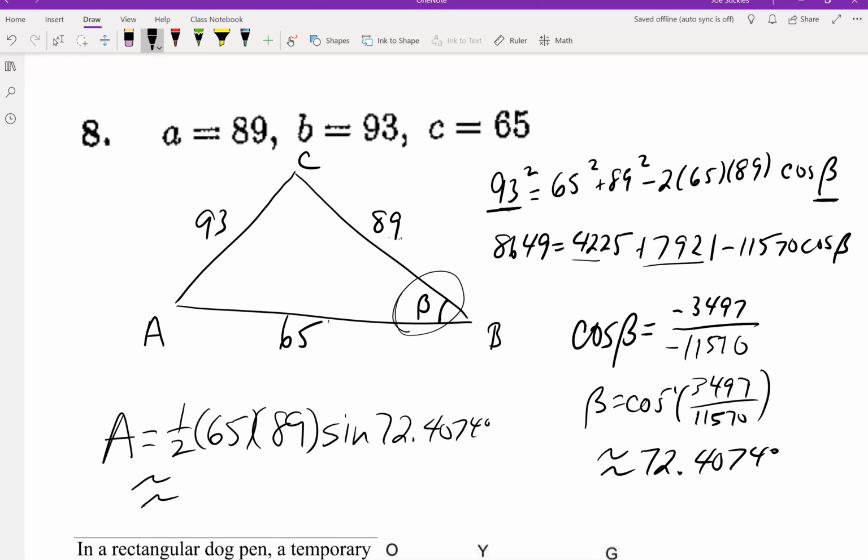Which gives us what? We get 0.5 times 65 times 89 times the sine of the previous answer that's in my calculator. 2757.2166.